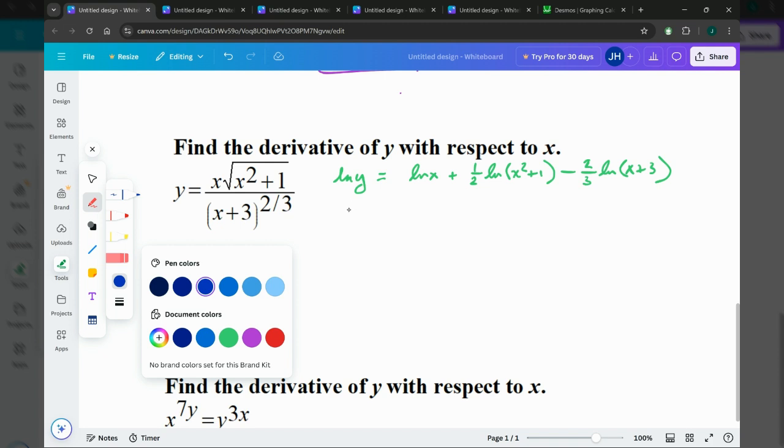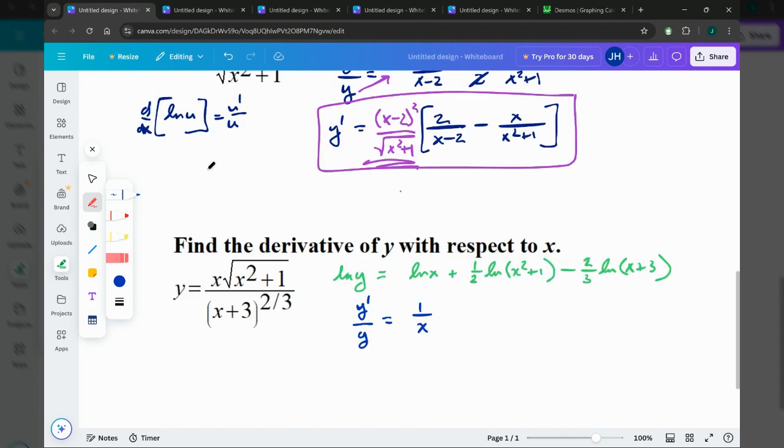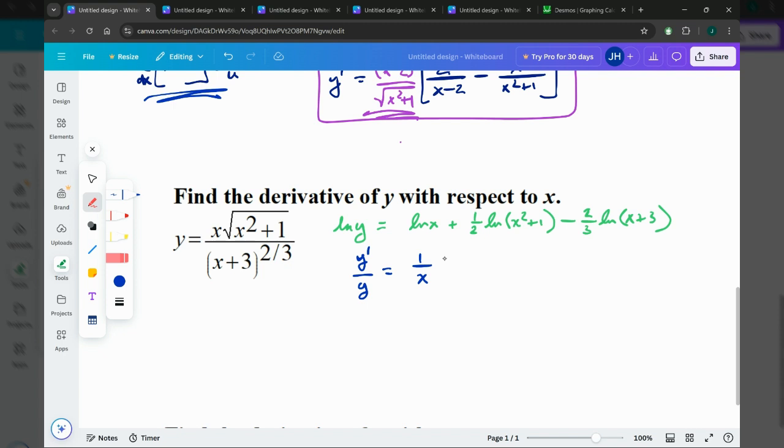So what are my derivatives? The derivative of y with respect to x is y prime. So the derivative of the natural log of y would be y prime over y. The derivative of the natural log of x is 1 over x. And then use that rule I just showed you on the previous problem: put the derivative of the function over the function itself. So this problem would have a 1/2 times 2x over x squared plus 1. And then it would be minus 2/3 times 1 over x plus 3.